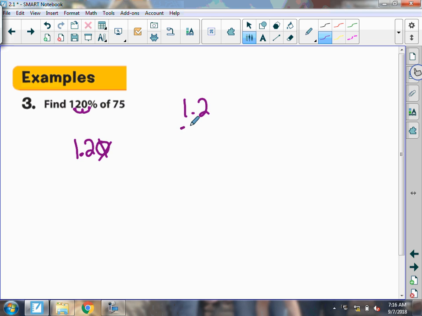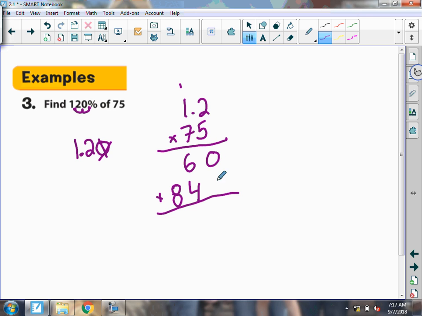Because they're the same length, it doesn't matter which one you put on top. So 5 times 2 is 10. 5 times 1 is 5, plus 1 is 6. 7 times 2 is 14. 7 times 1 is 7, plus 1 is 8. So I bring down my 0. 6 plus 4 is 10, and 8 plus 1 is 9.